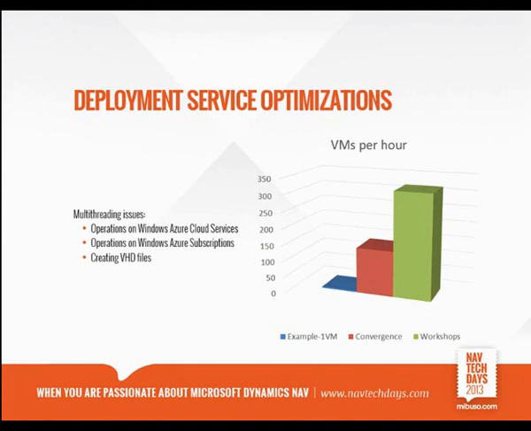So as you can see on the chart, for workshops we can actually deliver like 300 VMs per hour in 4 threads. And so the end result for Convergence in March: we delivered 1,000 small VMs in less than 24 hours. And for the workshops at Directions EMEA and US, the number of seats that were actually made available was around 650.